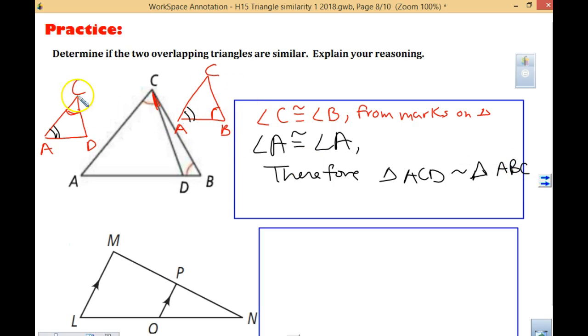Okay, so you got to use, this is like your first triangle, right? This is your second triangle, and when they overlap, my hint will be draw them separately. So, therefore, these 2 triangles are similar because 2 angles congruent.